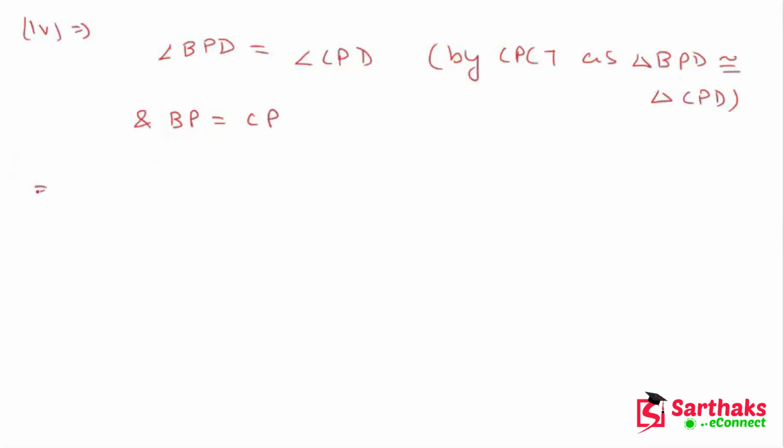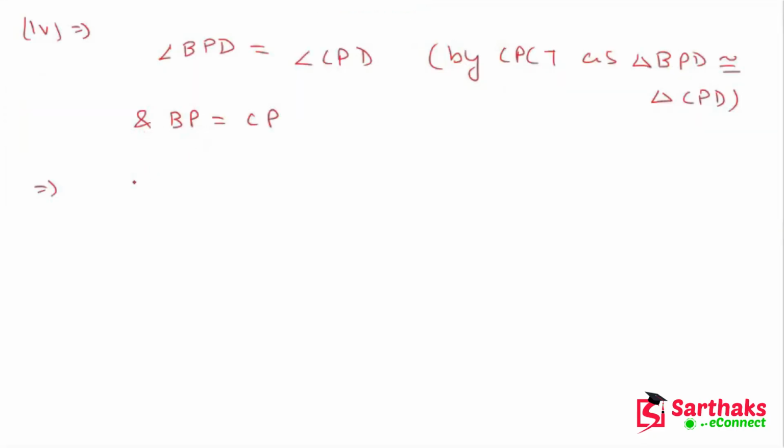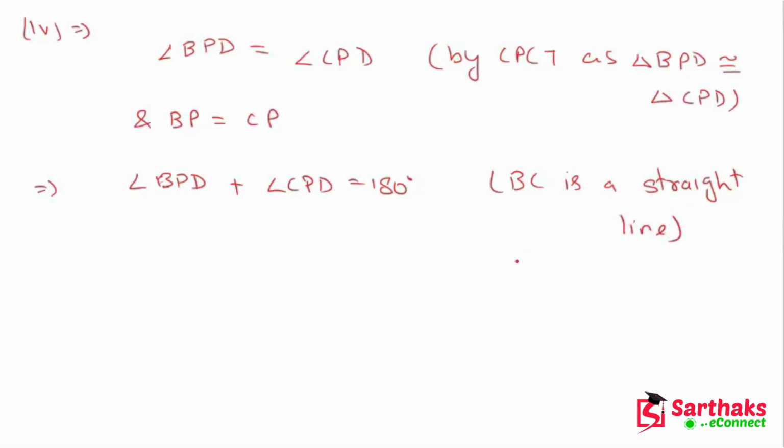Here you can see that these two angles are a linear pair. So we can write angle BPD plus angle CPD is equal to 180 degrees, because BC is a straight line. I hope you understand these things.